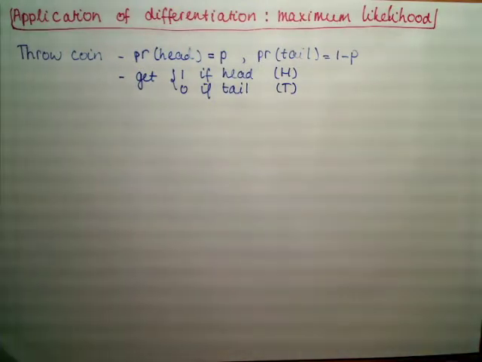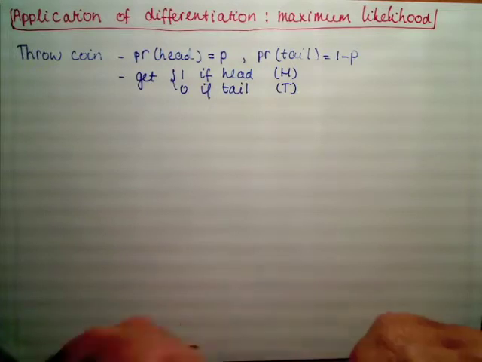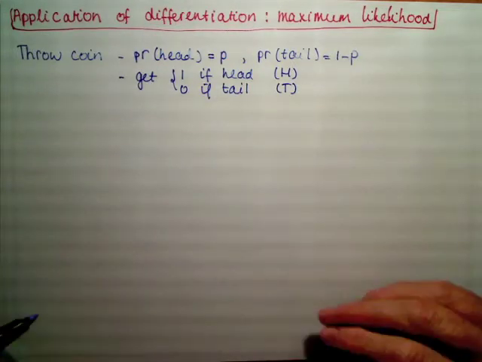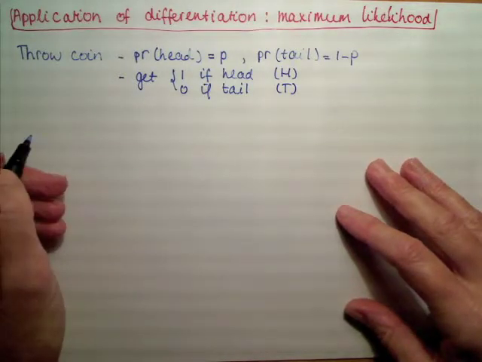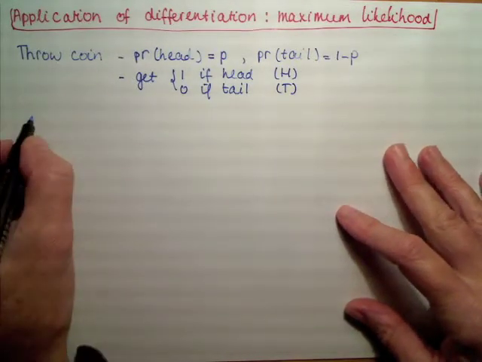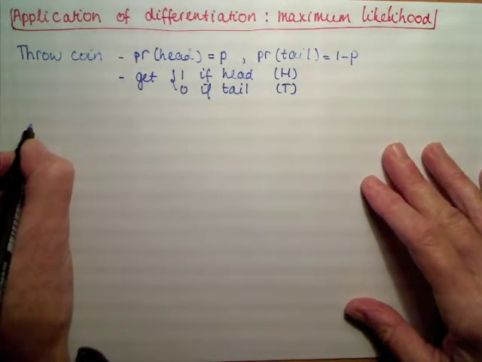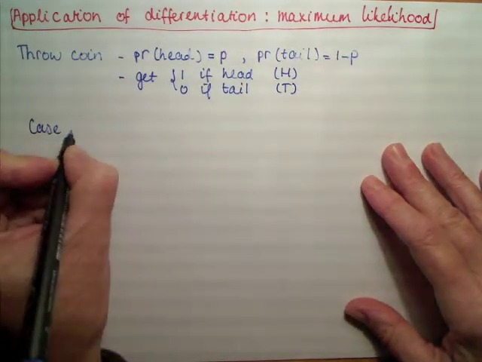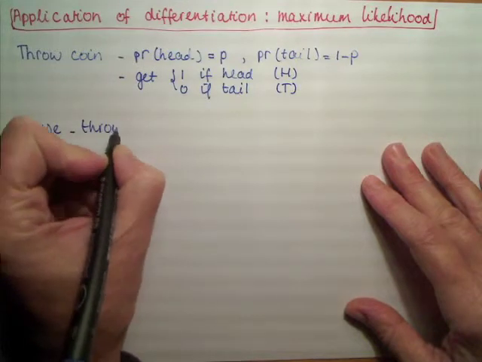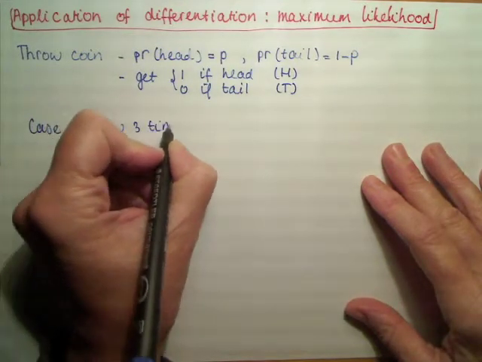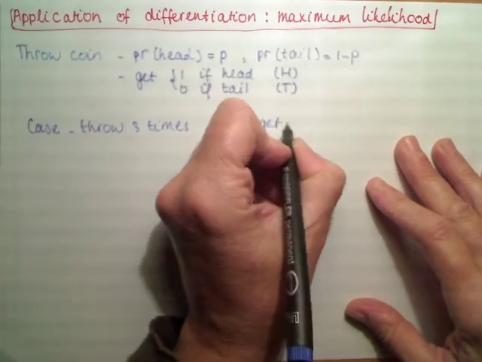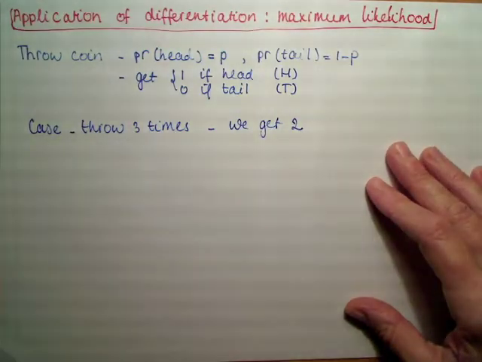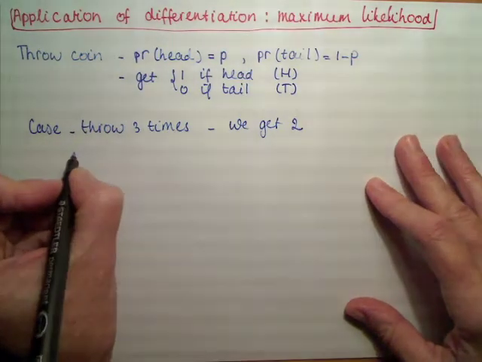Now, if we throw a coin twice, then what will we get in that situation? Well, we get 2 if we have 2 times head, we get 0 if we have 2 times tail, and we get 1 if we have 1 time head, 1 time tail. What we will consider here is the case where we throw 3 times, and the result is that we get 2. Now, how can this happen, and what is the probability of getting 2?